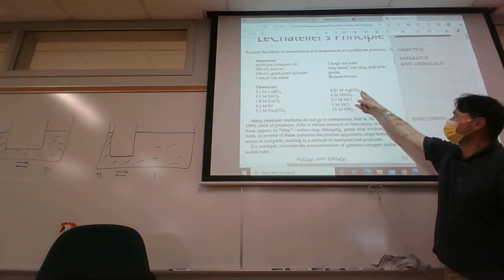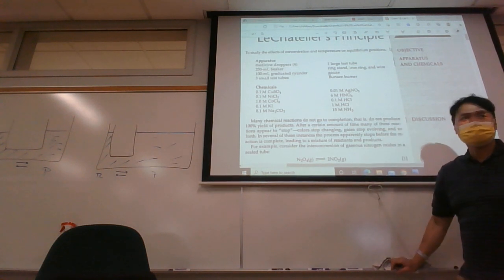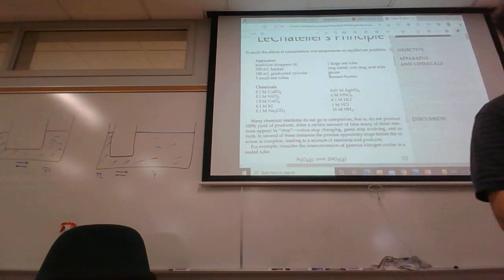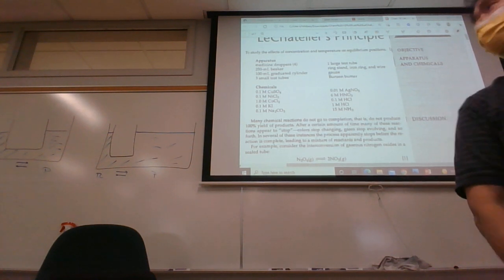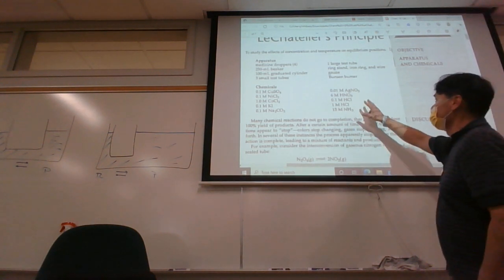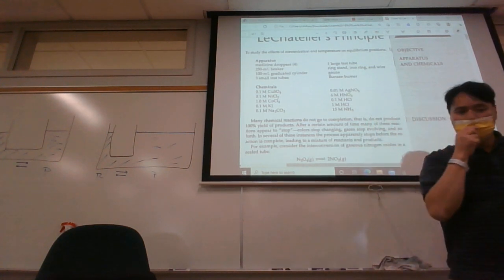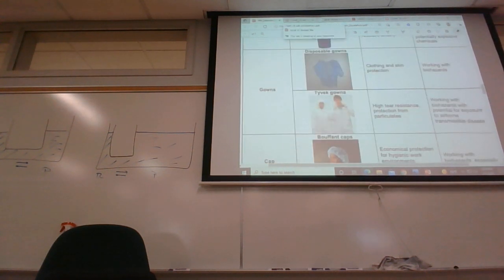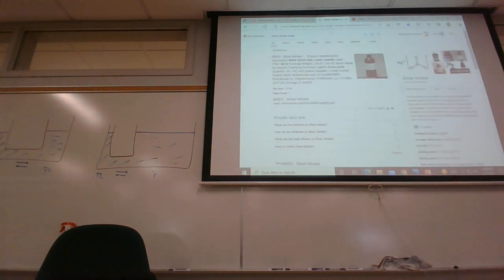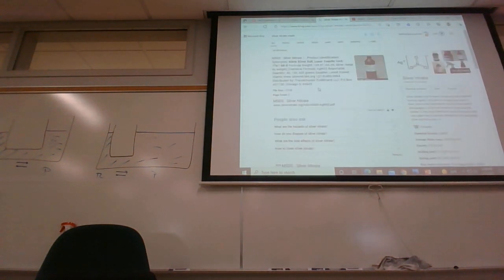Then we get to silver. Silver nitrate is hazardous. Silver is a heavy metal, and it's also an oxidizer. If we want more information about silver nitrate, where would we look? The place that we typically go to is the MSDS.